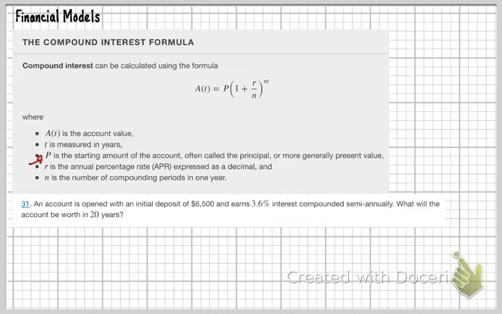P is the principal, and it's also the starting amount of the account. r is the rate, they call it the annual percentage rate expressed as a decimal. And n is the number of compounding periods in 1 year. So let's take a look at this problem below.